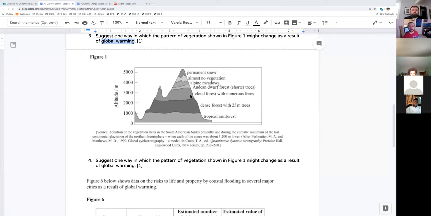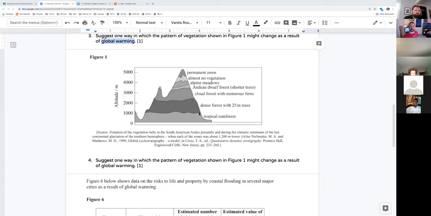So this area up here between the cloud forest, for example, between like 2,200 meters and looks like 3,500 meters is defined by the fact that it's cold, right? If global warming increases, what's going to happen with the relative percentage of this mountain that is made up of tropical rainforest? Will it increase or will it decrease? If it's getting warmer. So it kind of works backwards from what you're thinking.